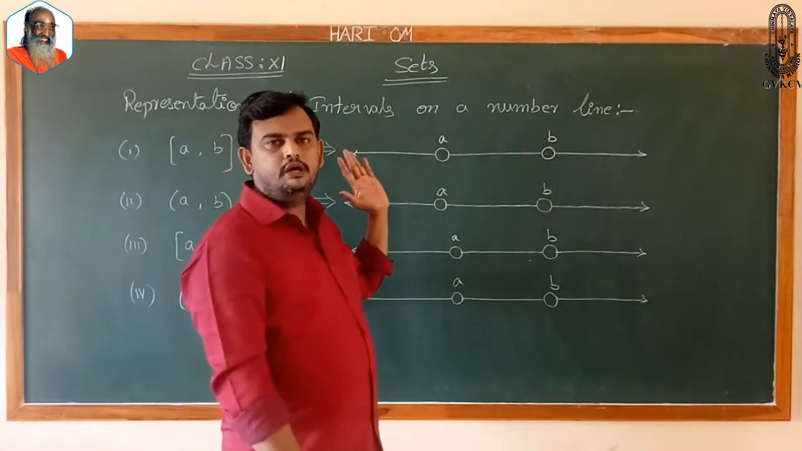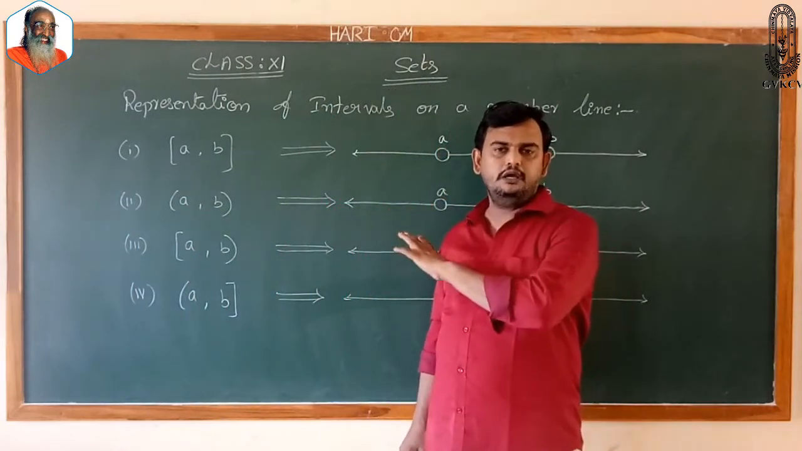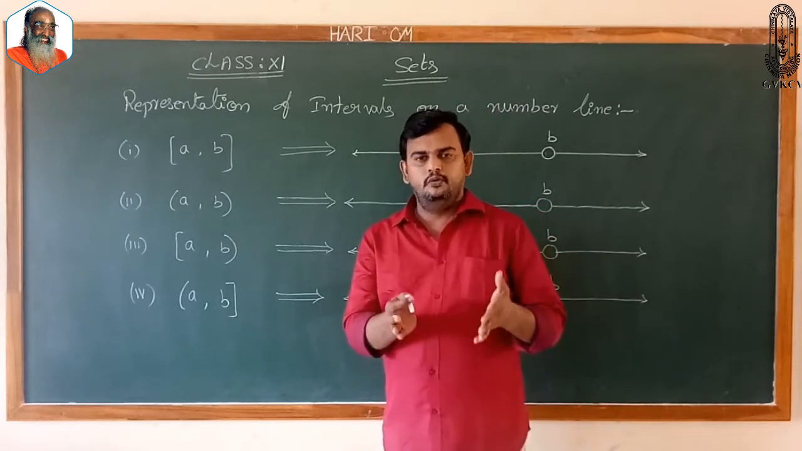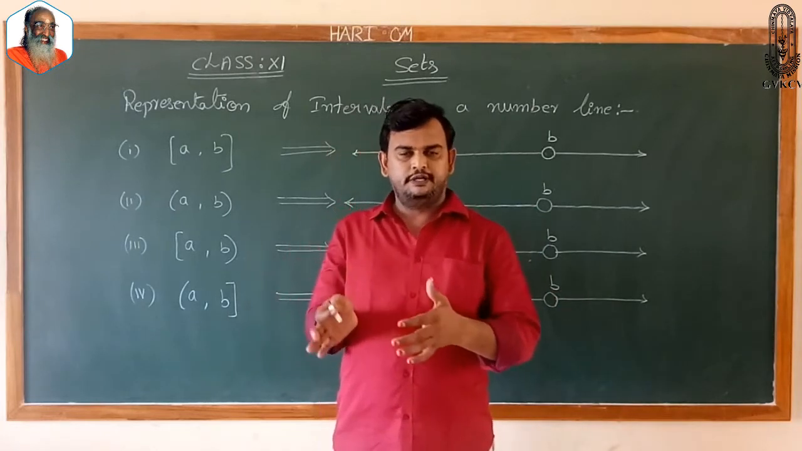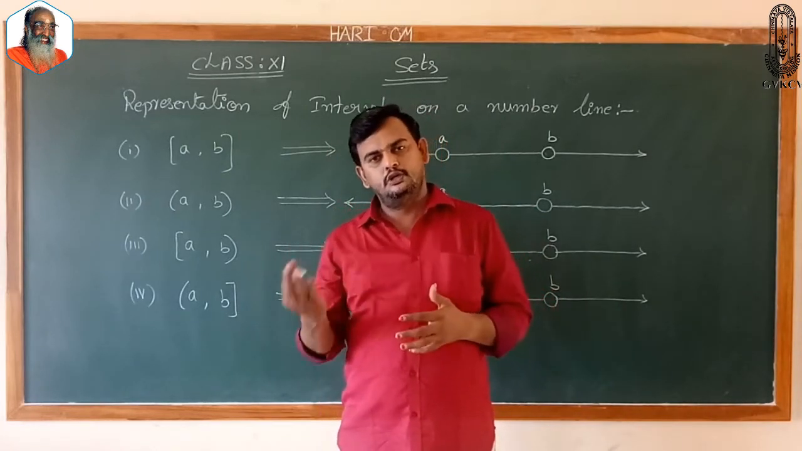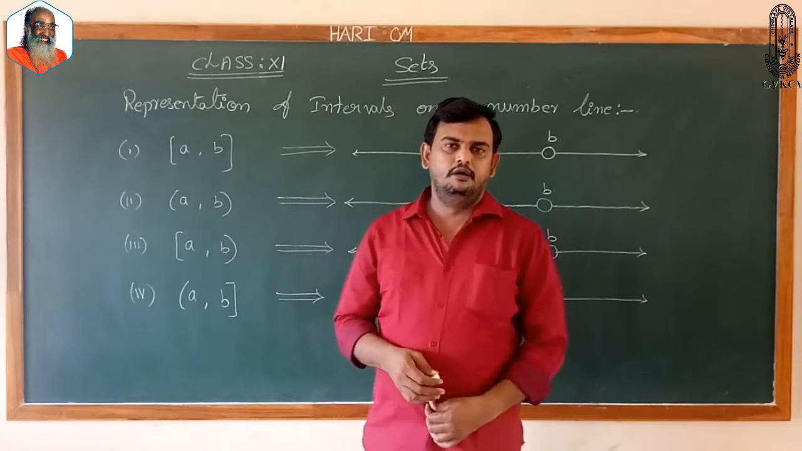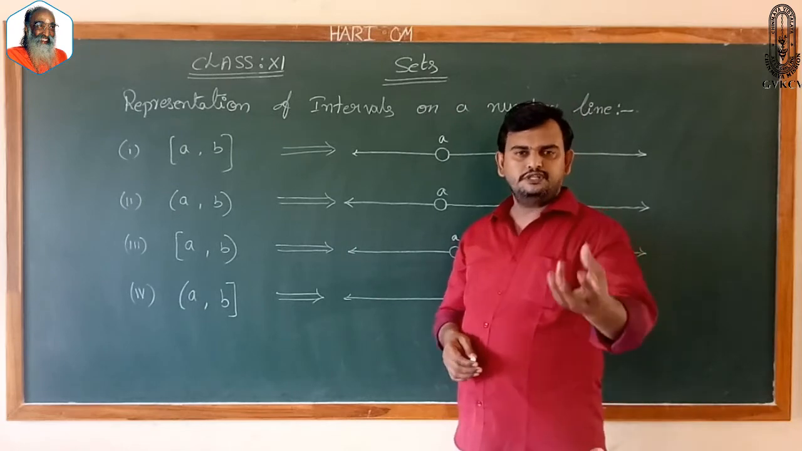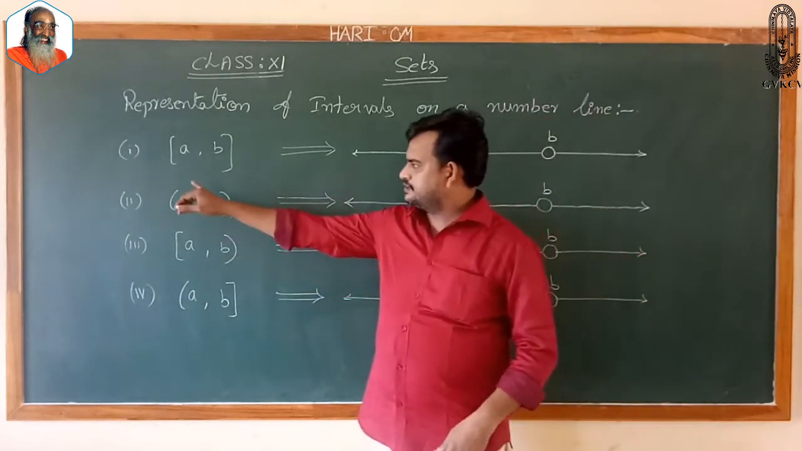Now, we continue with how to represent the intervals on a number line. Just before, we have seen what the intervals are: closed intervals, open intervals, closed and open, open and closed, and all. Now, how to locate or represent those intervals on a number line? Let us see the first one.